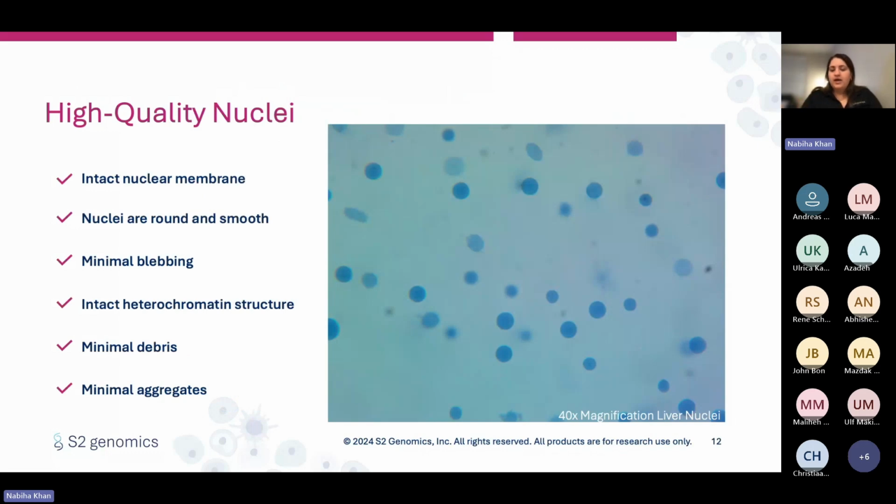So now let's take a look at liver nuclei isolated on the Singulator platform and stained with trypan blue. We see in this isolation that the nuclei have that round and smooth intact nuclear morphology, minimal debris, minimal aggregates, which again can be seen as the nuclei are well singulated, and optimal concentrations, again enabling this sample to be taken into almost any downstream assay.